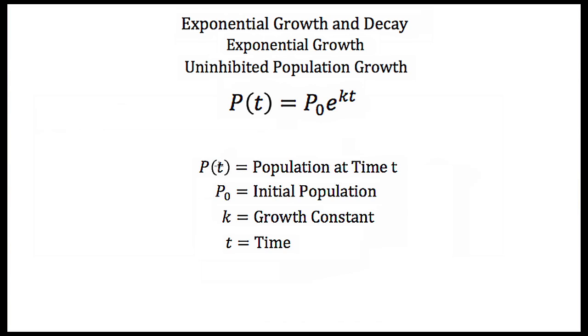We have P of t, or the population at time t, is equal to P naught, or P with this zero subscript. This means the population at time 0, or you can think of that as our initial population, or our starting population. And this is multiplied by e, our natural constant, to the kt power, where k is our growth constant. This is the number that determines how fast we're going to grow. Now k has to be positive if this is going to be an exponential growth.